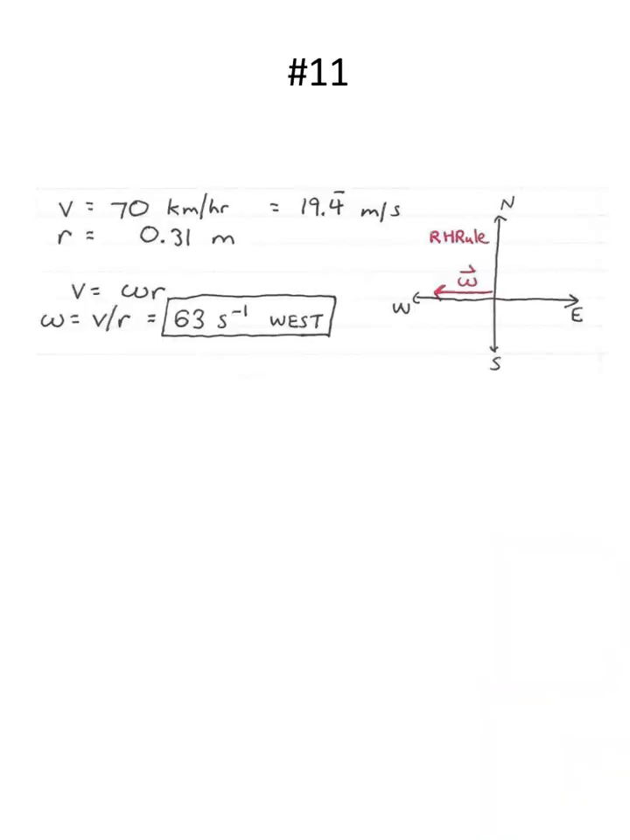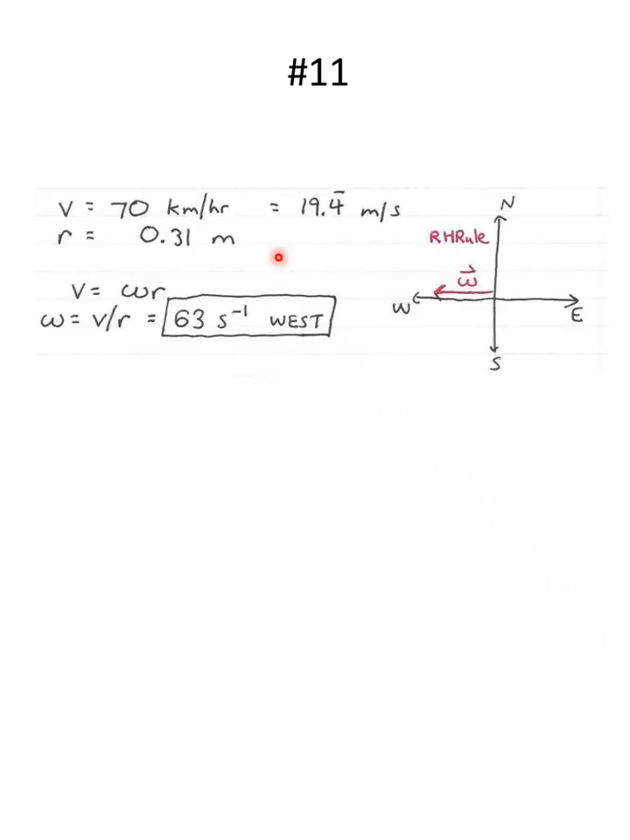Starting with number 11, a car is headed north at 70 kilometers per hour. Give the magnitude and direction of the angular velocity of its 62 centimeter diameter wheels. All right, let's draw this with compass direction, so north going up, north, south, east, west. And so we're looking bird's eye view at the car, and it is traveling north. And we want this in MKS units, so 70 kilometers per hour. You should be able to convert that to 19.4 meters per second. And the wheels have a radius of 31 centimeters or 0.31 meters.